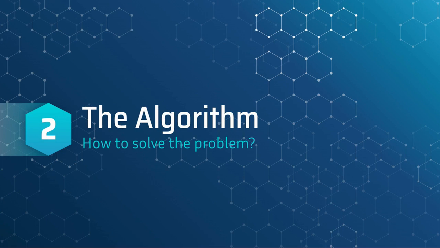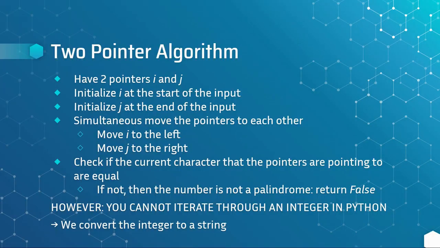Alright, now we're going to be learning the algorithm. How do we solve this problem? So we're going to be using a two-pointer algorithm instead of reversing and then comparing. So we have two pointers, i and j. Initialize i at the start and j at the end of the input. Then we simultaneously move the pointers towards each other. So we move i to the right and j to the left. And for each iteration, check if the current characters that the pointers are pointing to are equal. If they're not, then the number is not a palindrome and we have to return false.